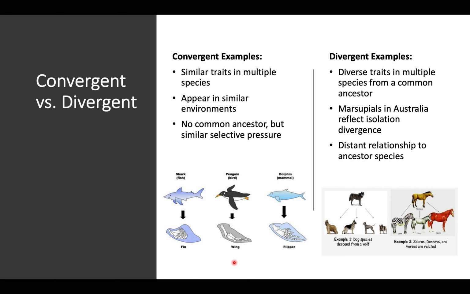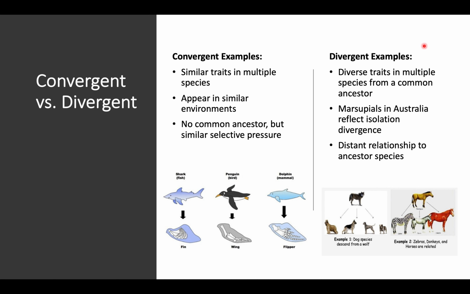So these convergent examples, these convergent traits come from a very similar process, and they appear in similar environments, but they aren't the exact same species, and there's no ancestor that links all three of these species. They just have very similar traits because their environment led them to evolve this way.